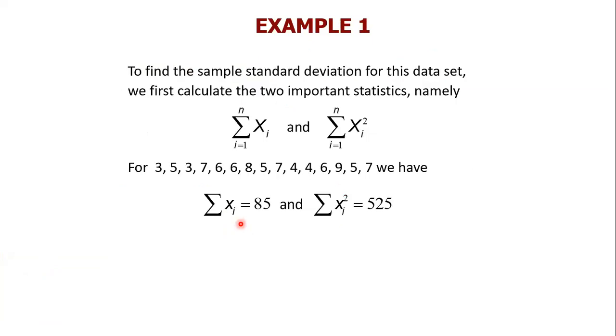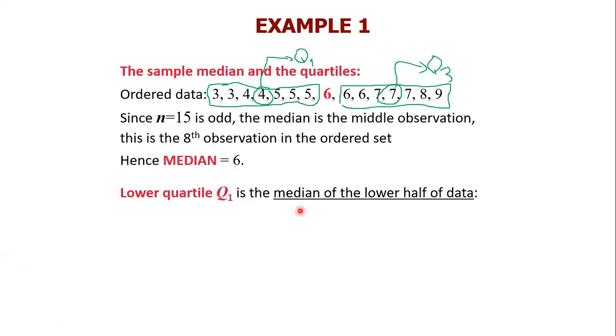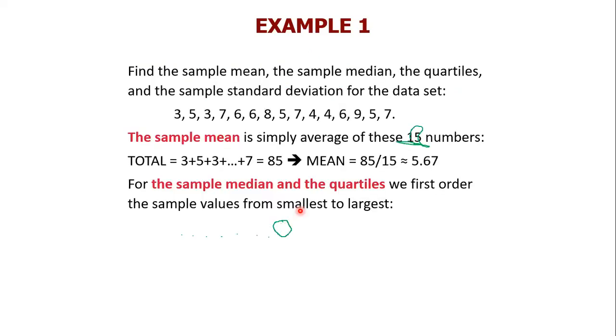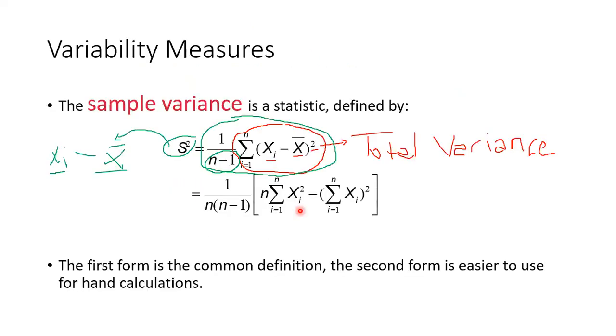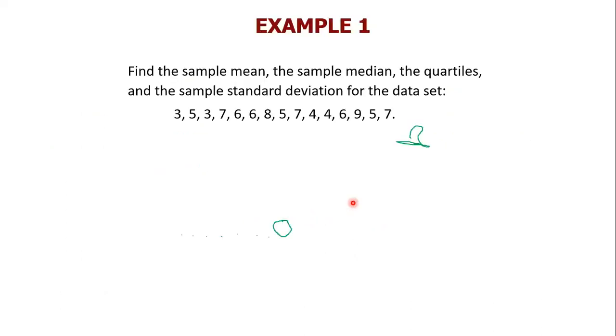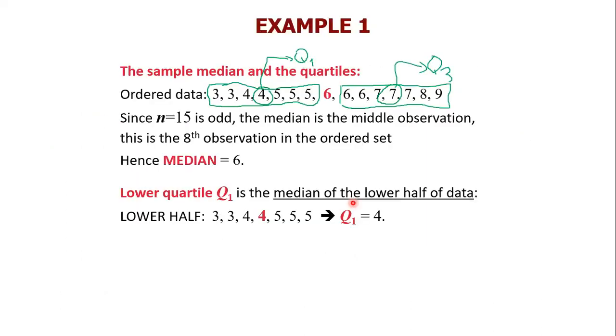Okay. In order to find the sample variance and also the sample standard deviation, we just calculate. Remember, we have a formula. I don't recall the second formula, I don't memorize it, but I just memorize the first formula, this one. So I need the sum of xi squared and the sum of xi's. If you know both values, then you can calculate the sample standard deviation. Okay, let's see this.